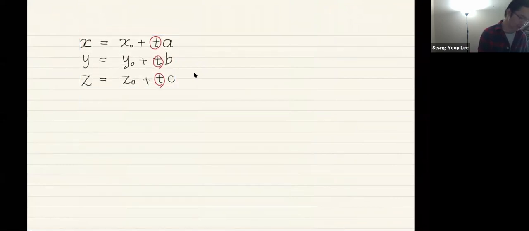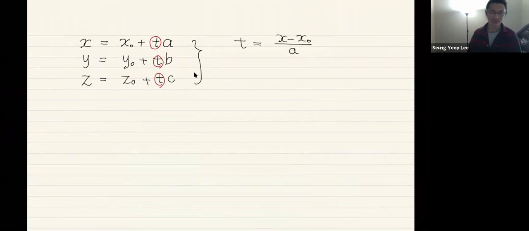So from this parametric equation, I will solve for t. From the first equation, what do you get? If you solve for t, I have to move x naught to the other side, and then divide by a, and you get t. So that's solving for t from the first equation.